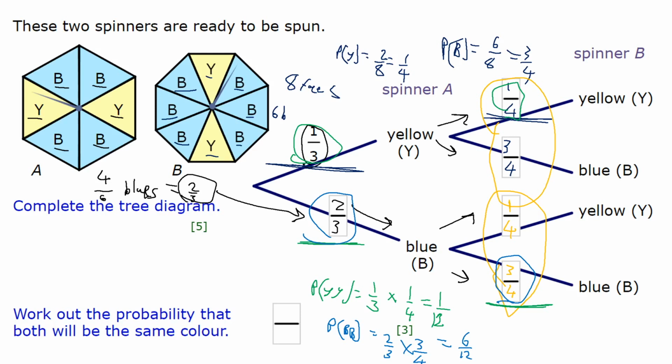Now let's add them together, because remember, for each of them, they're going to be the same color. You agree with that? This is yellow and yellow. This is going to be blue and blue. So it's just going to be 1 over 12 plus 6 over 12, which is equal to 7 over 12. So let's put that in our final answer.